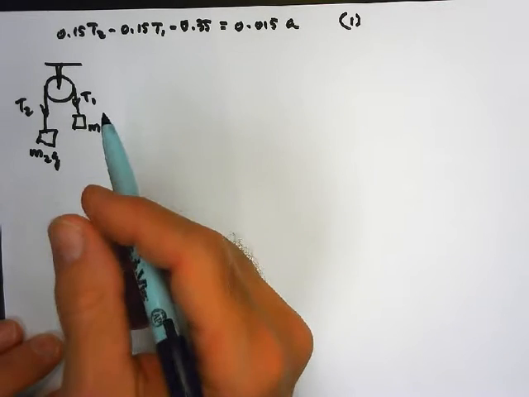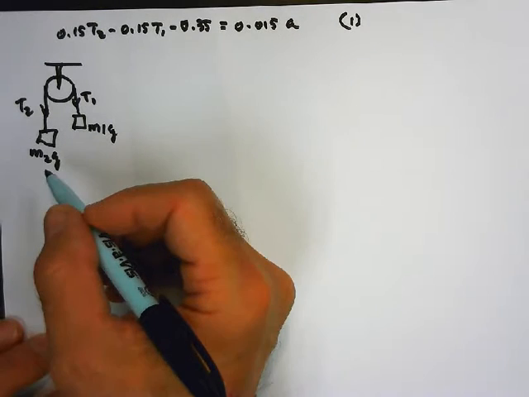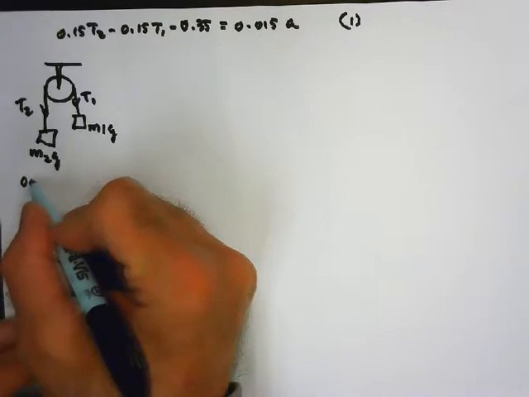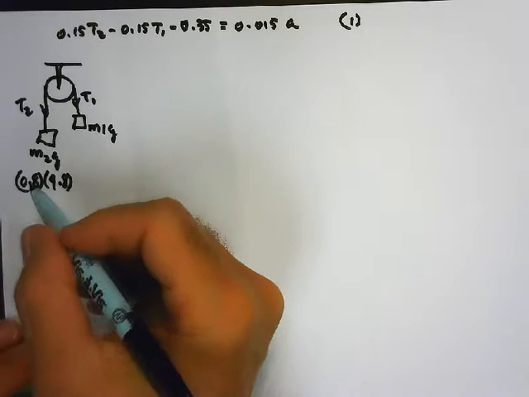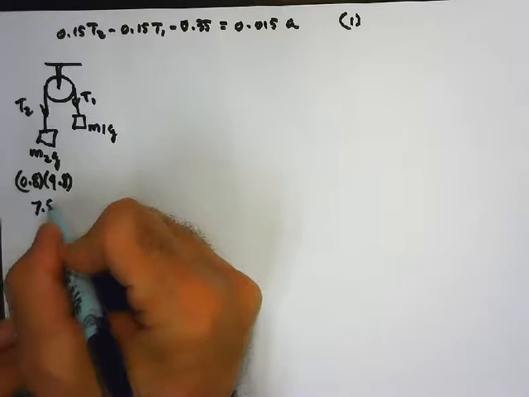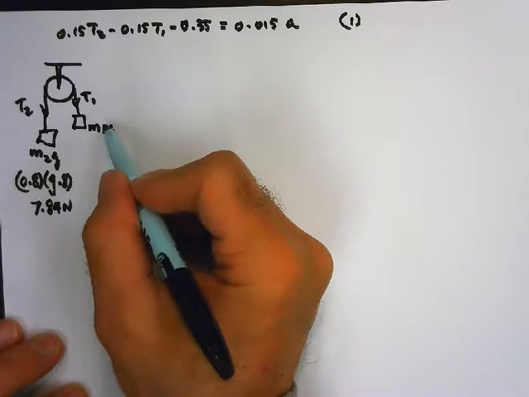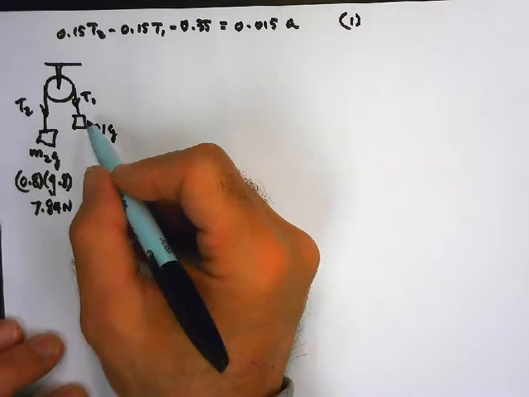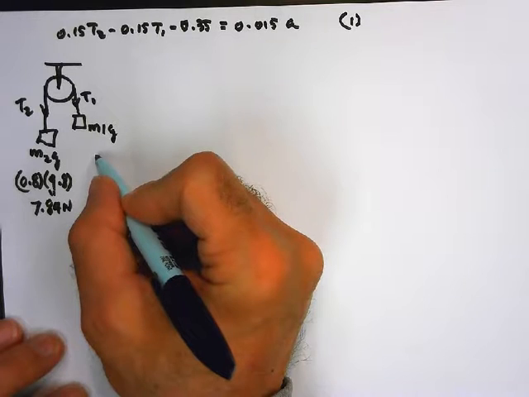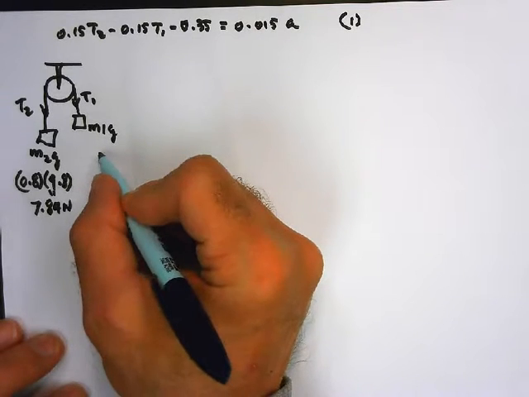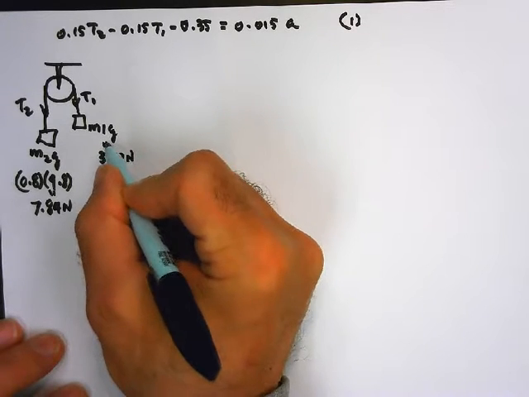Now M2G, what would that be? That's 0.8 kilograms times 9.8, which gives us 7.84 newtons of force. And this one here, M1G, would be 0.4 kilograms of mass times 9.8, which would give us 3.92 newtons of force.